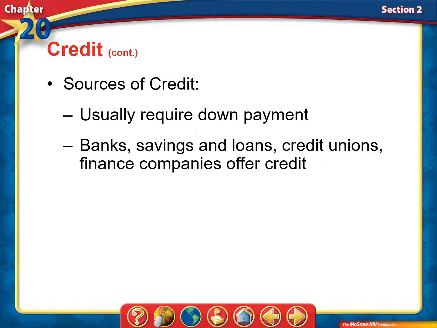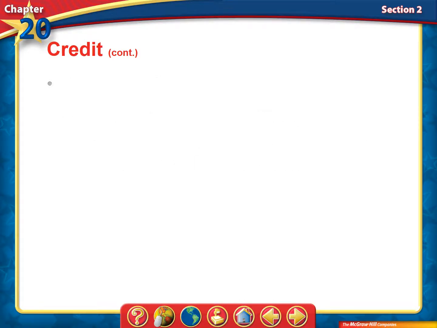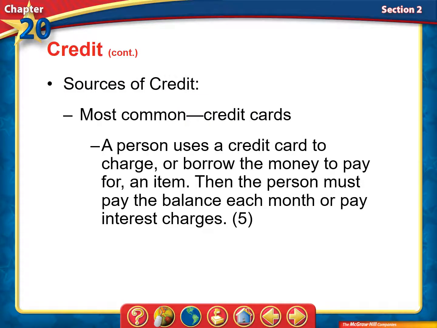Banks, savings and loans, credit unions, and finance companies offer credit. You can get it from a lot of different places. The bank is probably the most reliable, but credit cards are the most convenient. Okay, other sources of credit. The most common, of course, are credit cards.